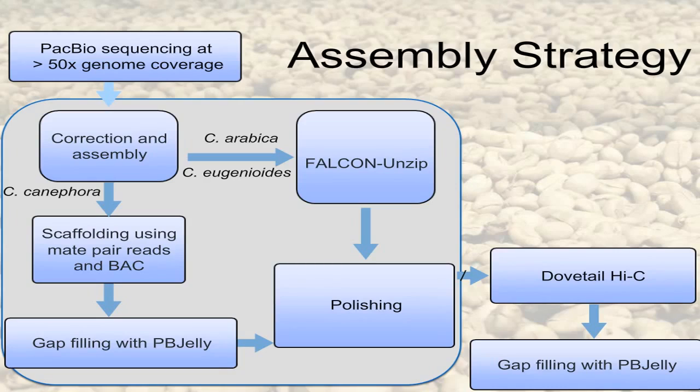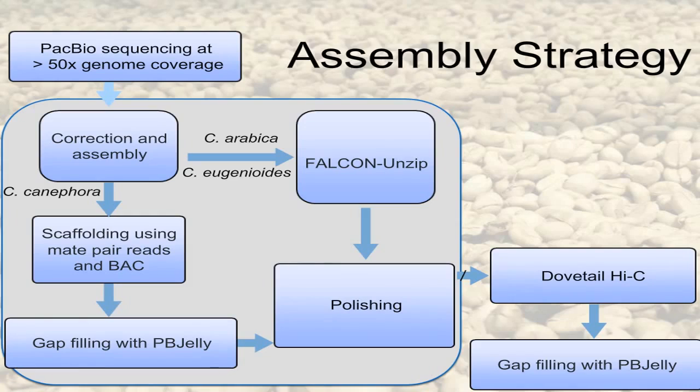We used a pretty standard assembly pipeline. Each of the genomes, as you saw, had greater than 50x genome coverage from PacBio sequence. Then we took that sequence and did the standard self-correction and assembly. Depending on the genome, different assemblers produced different results, so I'll get to that more later.